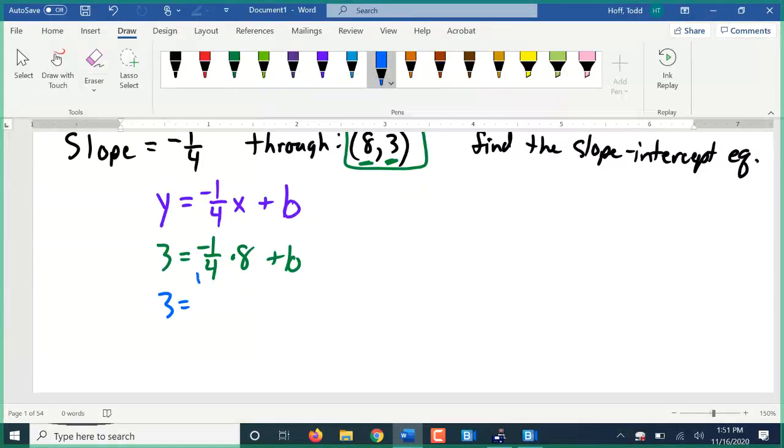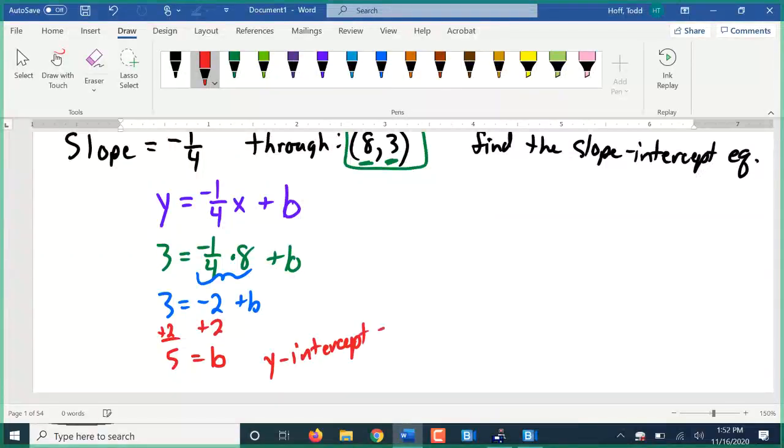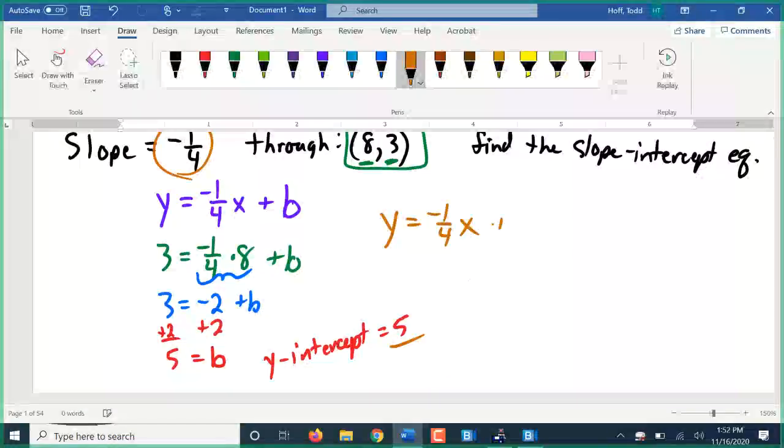So we can solve that for b like we did last week. We start by combining what we can. -1/4 times 8 is -2. And then we add 2 to solve for b. We get 5 equals b. So that tells us the y-intercept equals 5. So now we know our true equation, y equals slope of -1/4 times x plus the y-intercept of 5. So there's our equation.